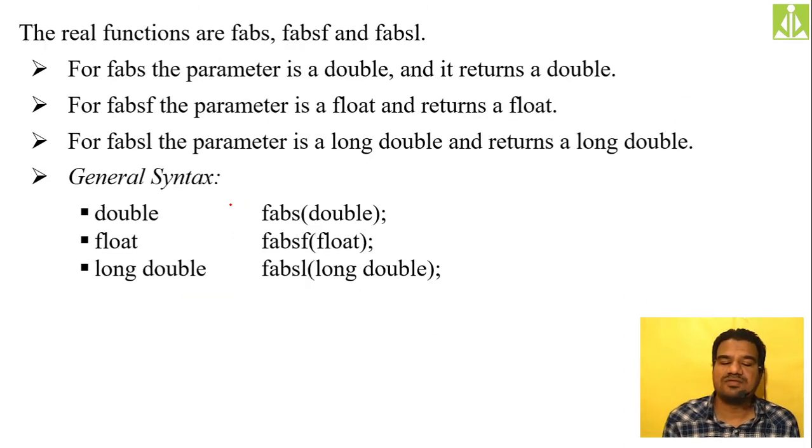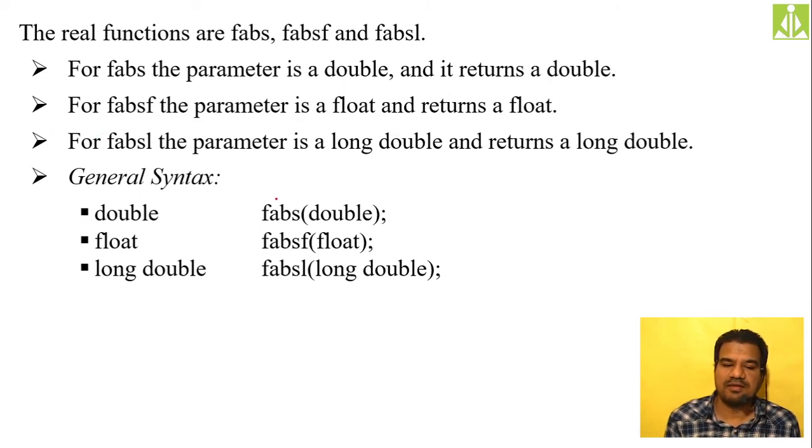Similarly, we have some real functions, floating point functions, for finding the absolute value of real numbers. And these real numbers are double, float, and long double. So if you see over here, all functions are prefixed with f, but the suffix is different. If you are finding the absolute value for a double number, simply go for this FABS.